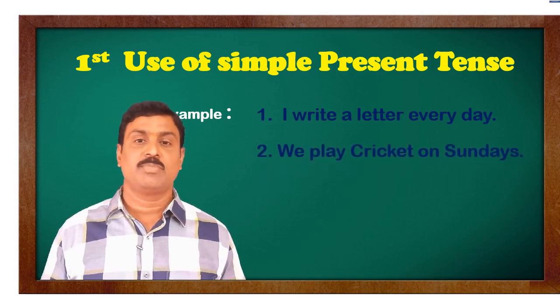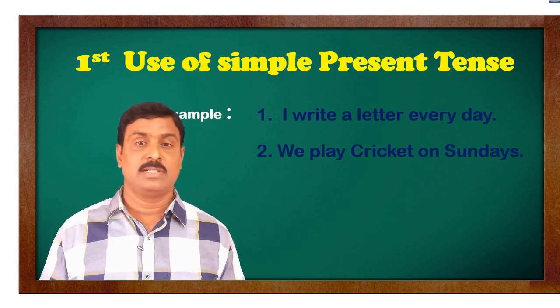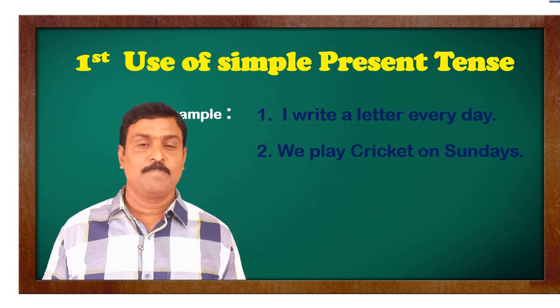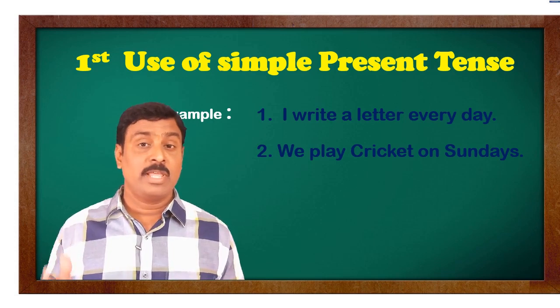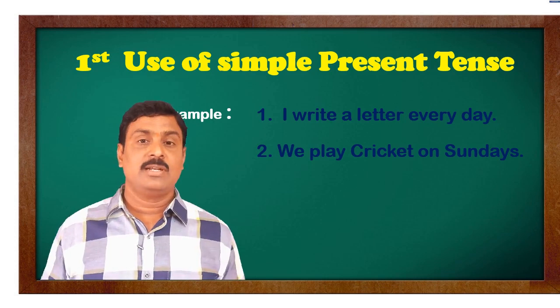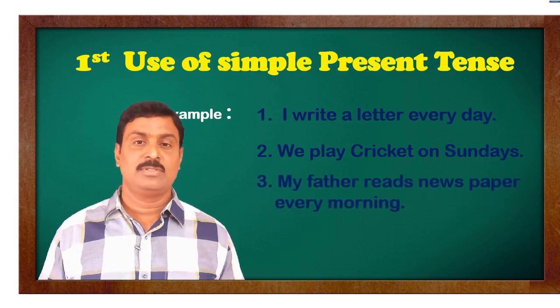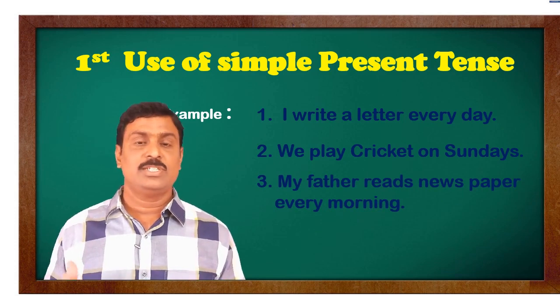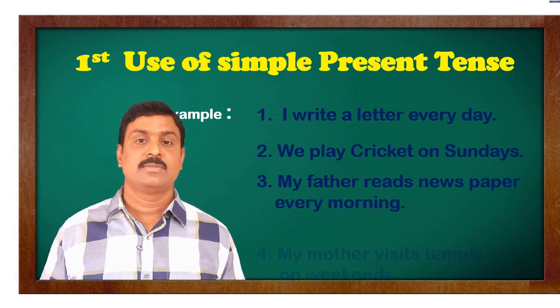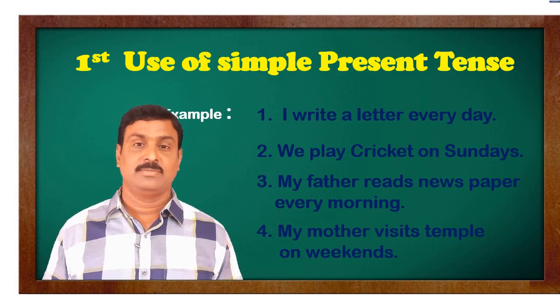We have another example. We play cricket on Sundays. What is the meaning of this sentence? When I say we play cricket on Sundays, you know that we do this action regularly. We do this action every Sunday. So by this you can say that this is our habit. So we have some more examples. My father reads the newspaper every morning. My mother visits the temple on weekends.